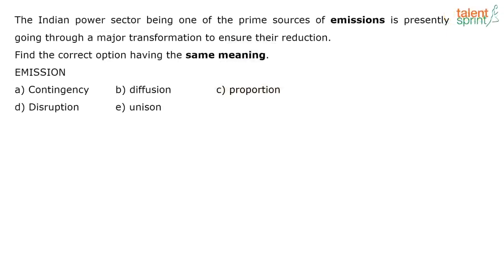Okay, the Indian power sector, being one of the prime sources of emissions, is presently going through a major transformation to ensure their reduction. And the highlighted word is obviously emissions. We need to find the synonym of this word from the given options. And the options are contingency, diffusion, proportion, disruption, and unison.